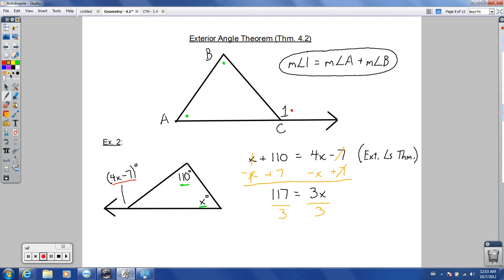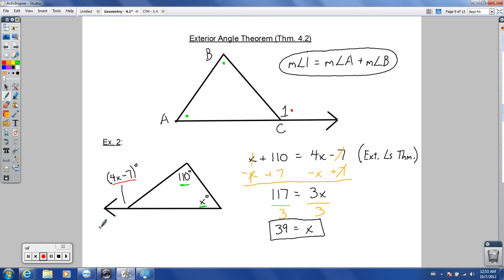So you get x equals 39, or 39 equals x. Now if they said that you just had to solve for x, you'd be done. If they said find the measure of the exterior angle, let's do that. So we take this, what would we do? We'd plug it back in. We plug it back in right here.